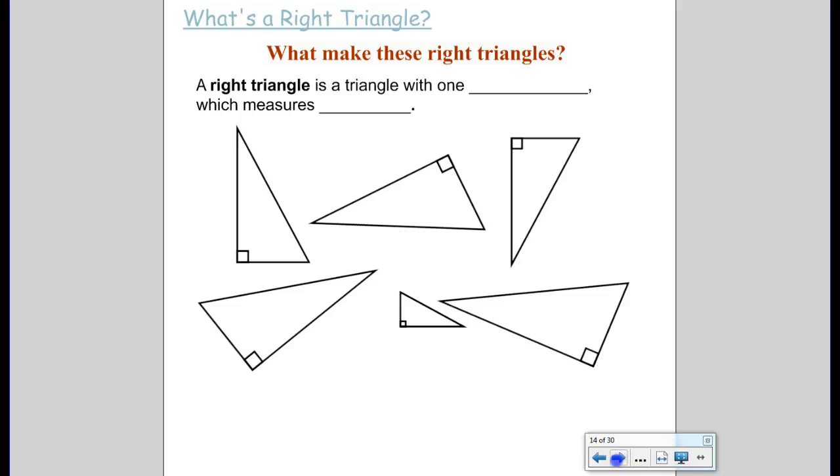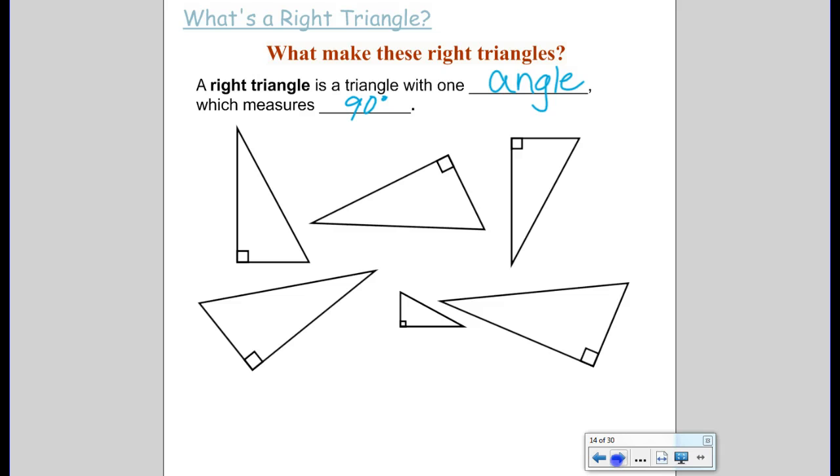All right, so what makes these right triangles? What is a right triangle? A right triangle is a triangle with one 90-degree angle. Oh, sorry. We're going to put with one angle. This is in your notes. It has one angle which measures 90 degrees. Does it have two angles that measure 90? No, one angle, because you can't have two angles that measure 90, by the way. One angle which measures 90 degrees.